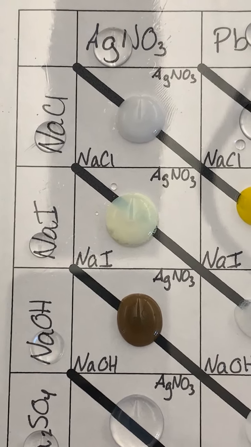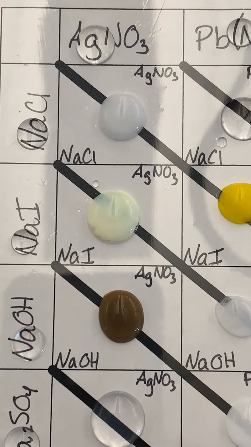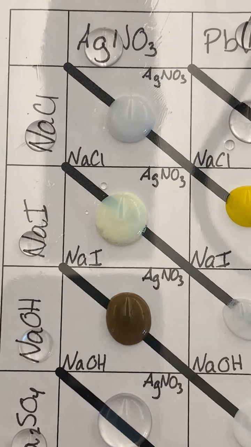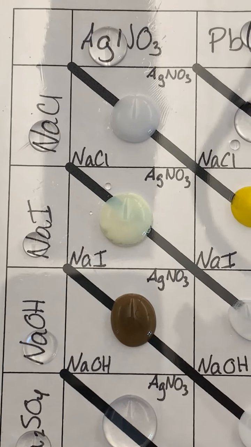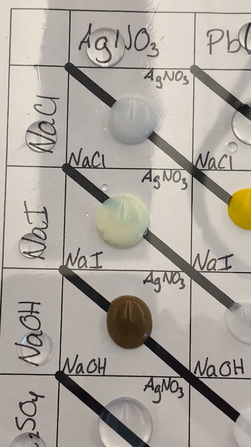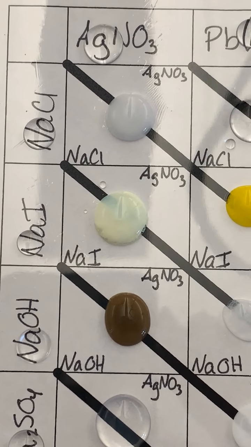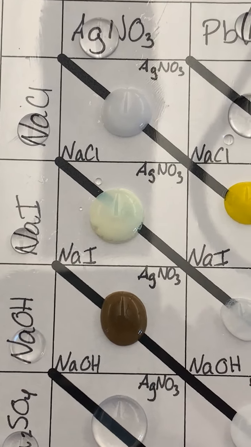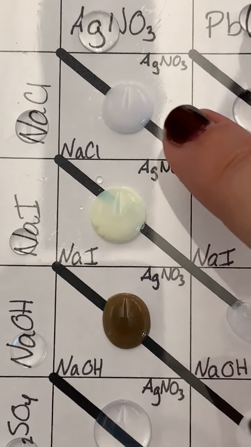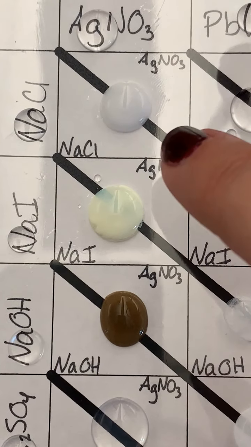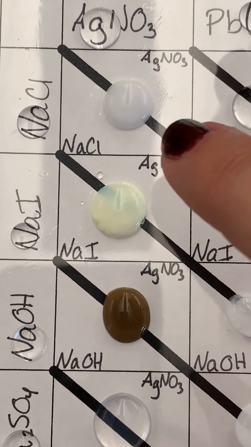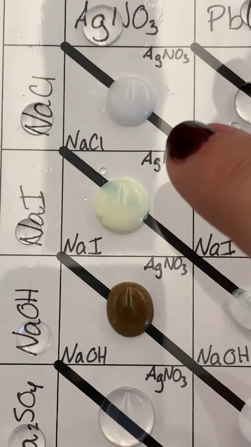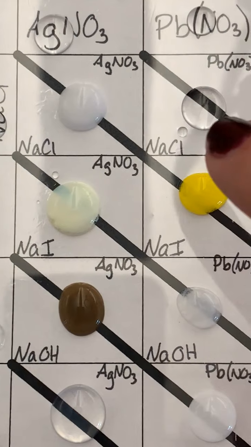So you're going to be looking at each reaction individually to determine whether or not a precipitate formed. So remember that when a precipitate forms, it makes the solution cloudy or completely opaque. So you can see in a reaction like this one here that you can't see through that bubble anymore. It's blocking the black line behind it. So that is definitely the formation of a precipitate.